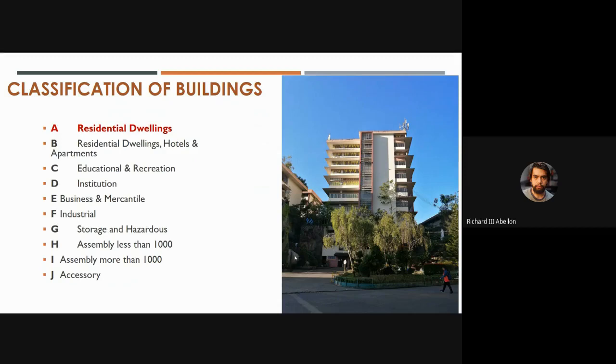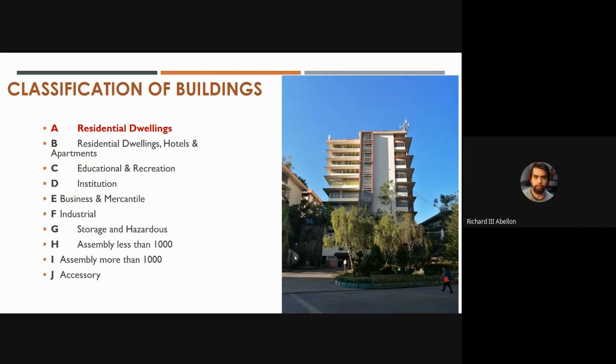Medyo critical yung, or specially designed yung mga materials ng mga to because yun nga, storage and hazardous. Medyo mataas yung level ng hazard dito sa buildings na to. Letter H, an assembly area buildings, less than 1,000 population. Letter I, assembly buildings or structures which cater to more than 1,000 people at a time. Then lastly, we have accessory types of buildings. Okay? So now, we will just focus on residential dwellings.